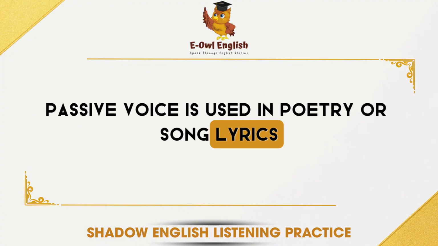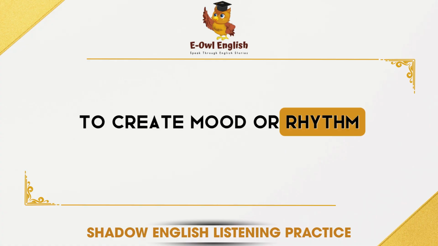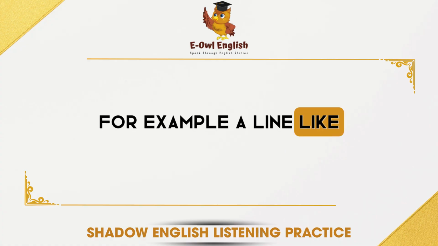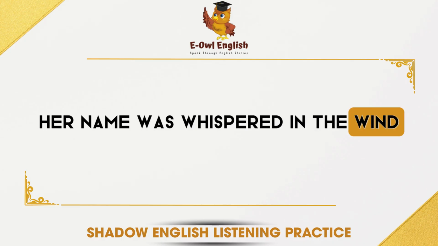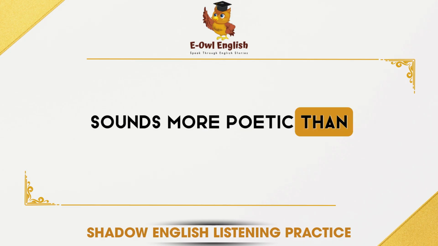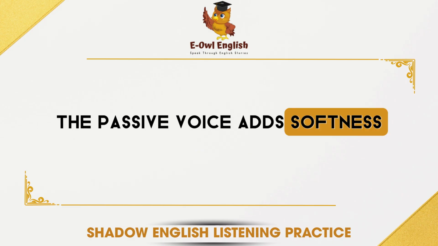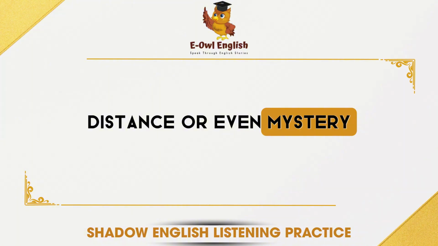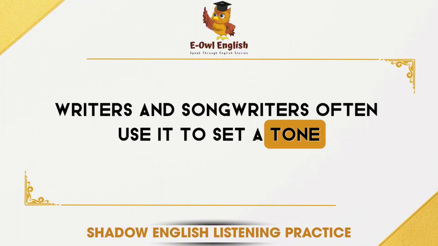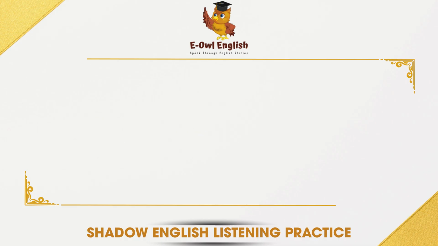Sometimes, passive voice is used in poetry or song lyrics to create mood or rhythm. For example, a line like her name was whispered in the wind sounds more poetic than someone whispered her name in the wind. The passive voice adds softness, distance, or even mystery. Writers and songwriters often use it to set a tone or stir emotion.